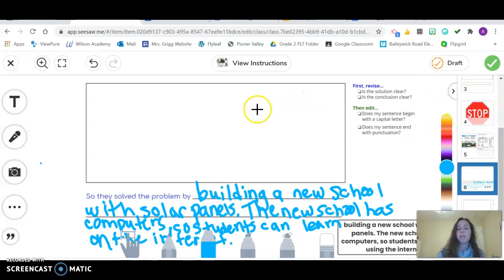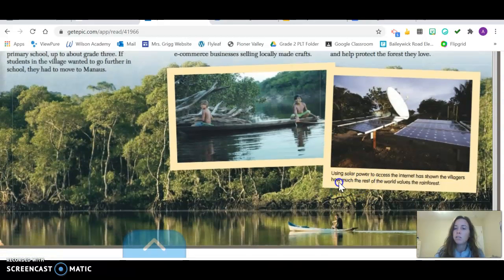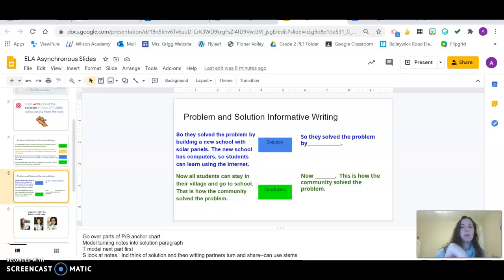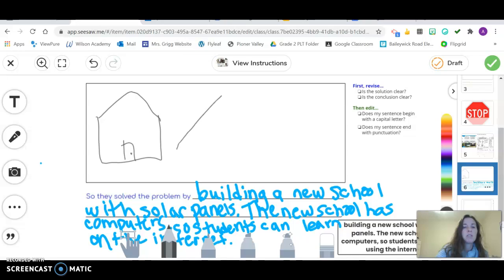Now I'm going to draw a picture that matches my words. Your picture is going to be a lot more detailed than mine. Mine is going to be just a quick sketch. So I'm going to show a new school that has solar panels. And I'm going to look in the text because when I looked at those solar panels right here, it says using solar power to access internet has shown villagers how much the rest of the world values the rainforest. So here I'm going to show a picture that looks kind of like the one I saw in the book. And I'm going to draw just like a field with some of those solar panels on them.